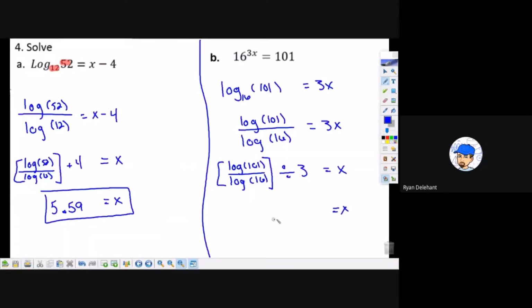So this is 0.55, and we could take this 0.55, plug it back in, double check that it gets us close to 100. We could do the same thing here if we wrote this in exponential form. If you wanted to check it as you went through, you could plug this 5.59 in here for x. You should get really close to 52 if you wanted to see that you did it right.